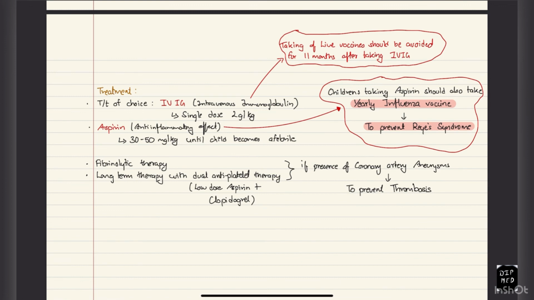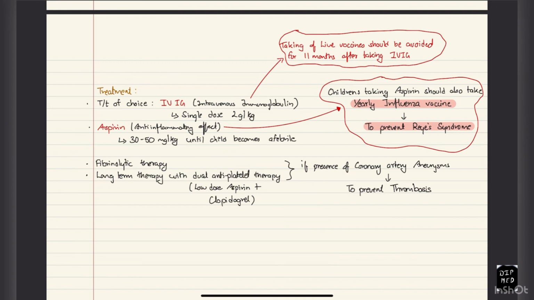Now finally coming on to the treatment section. The treatment of choice is IVIG, that is intravenous immunoglobulin. Single dose 2 gram per kg is given. And we should remember that taking of live vaccines should be avoided in children for 11 months after taking IVIG.